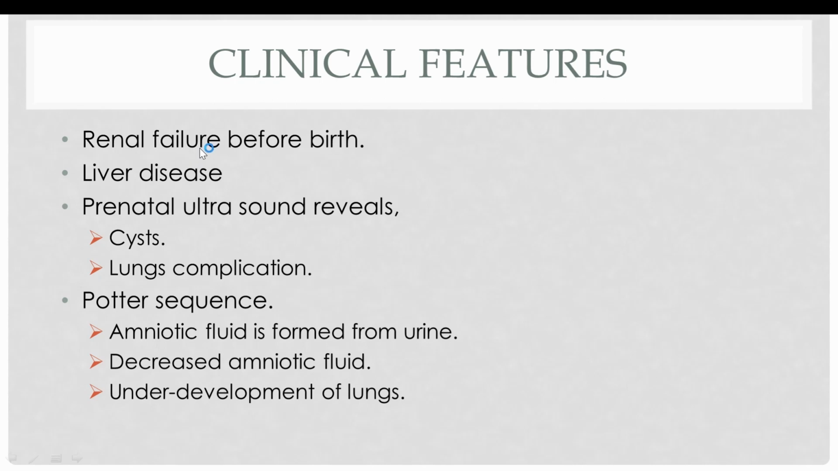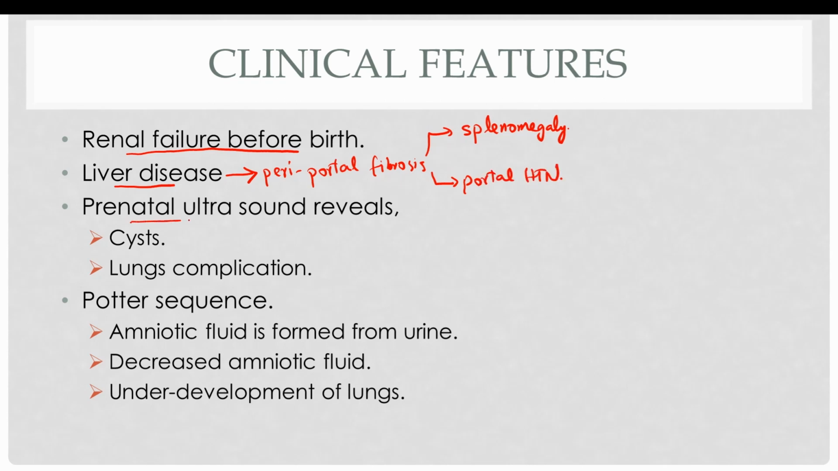So the prenatal polycystic kidney disease results in renal failure before birth. Liver disease is commonly present in childhood polycystic kidney disease, which results in periportal fibrosis, causing splenomegaly and portal hypertension. The prenatal ultrasound reveals presence of cysts in the fetal kidneys in prenatal polycystic kidney disease, and there are also lung complications. There is a specific feature of infantile polycystic kidney disease, which is known as the Potter sequence.